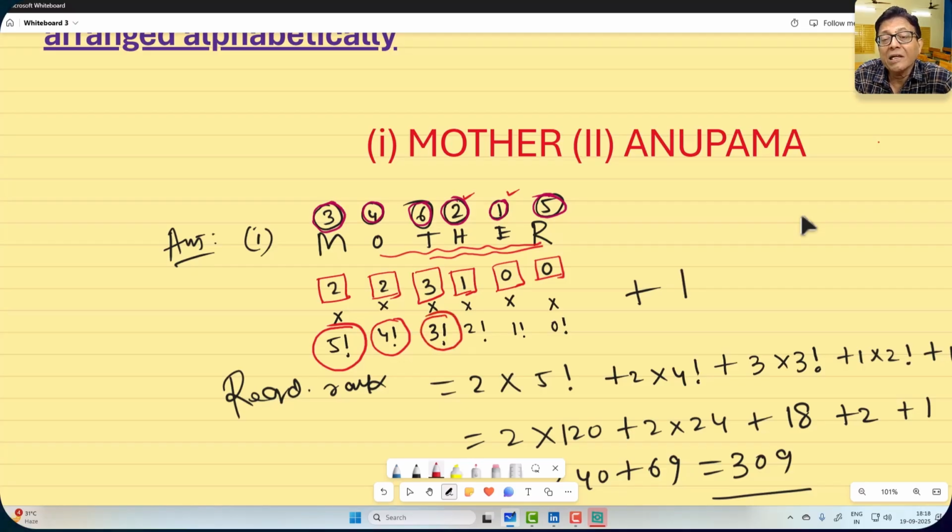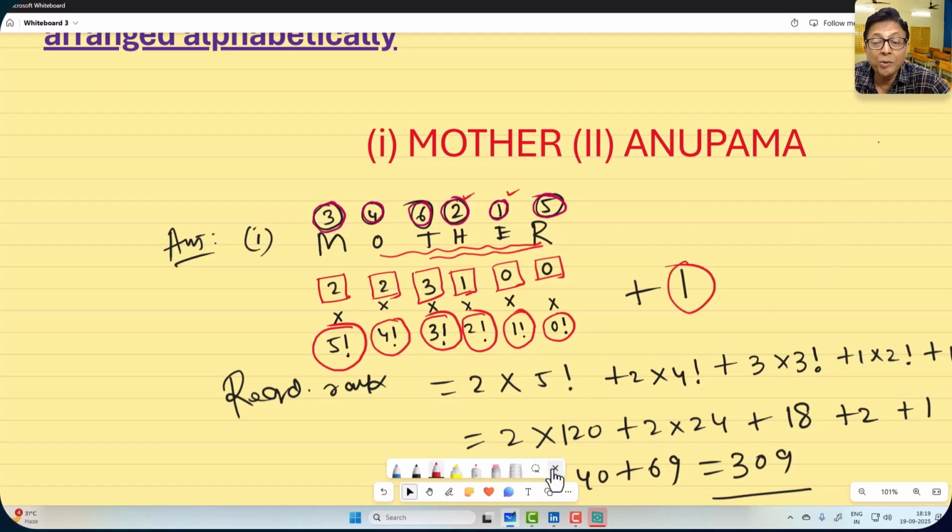Right side of H, 2 are there. Their arrangement can be done in 2 factorial ways. Right side of E, R only, arrangement will be 1 factorial. Right side of R, nothing, 0 factorial. Plus 1, compulsory you have to put.